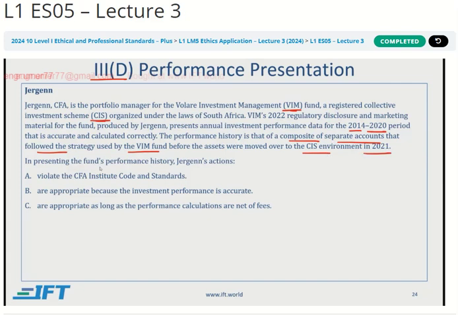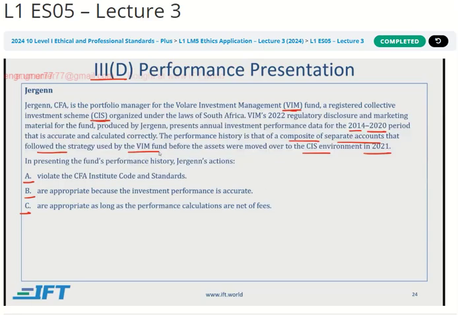In presenting the fund's performance history, Jurgen's actions: A, violate the CFA Institute Code and Standards; B, are appropriate because the investment performance is accurate; and C, are appropriate as long as the performance calculations are net of fees. Now, this is a little bit tricky.